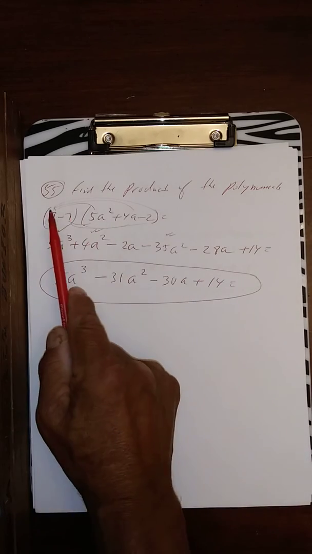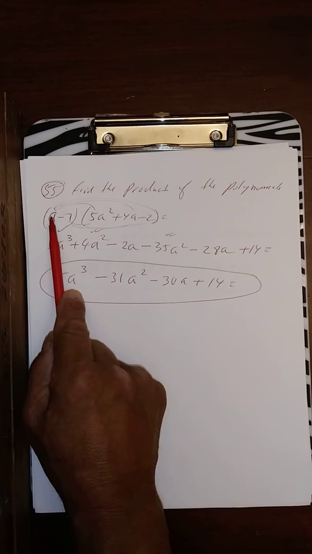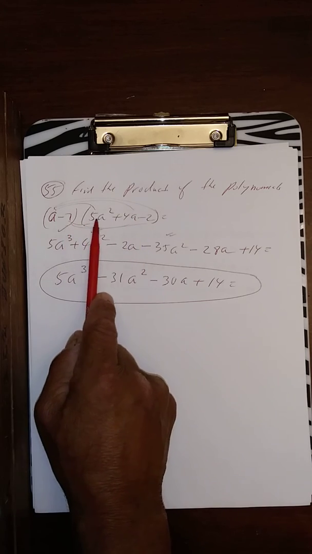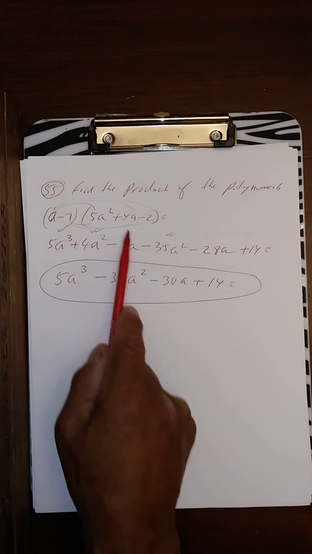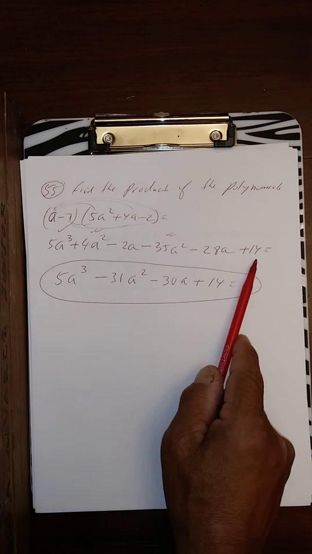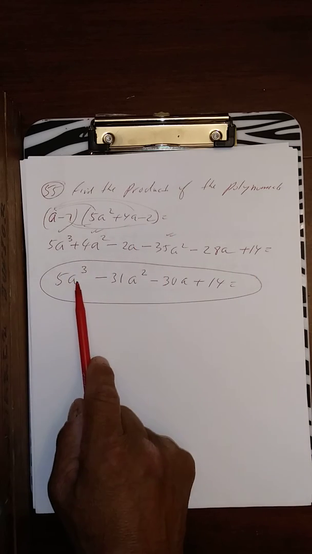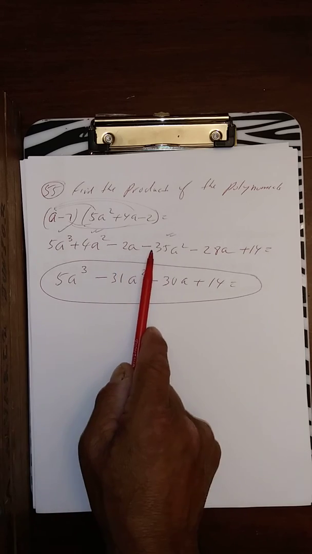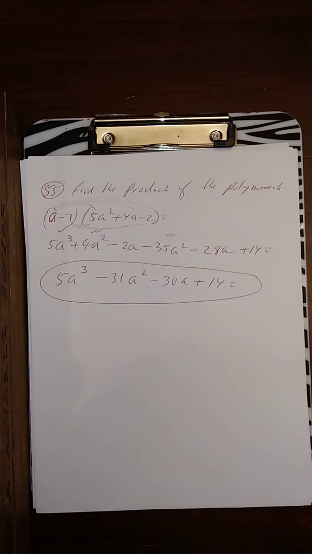Find the product of this. So a times that is this. A times the middle one is that. A times that is this. 7 times this. And 7 times that. And then 7 times the last one. So we have all this. Cube, bring it down. Squares, squares, add them together. A's and A's, put them together. That's it, 14. Leave it.